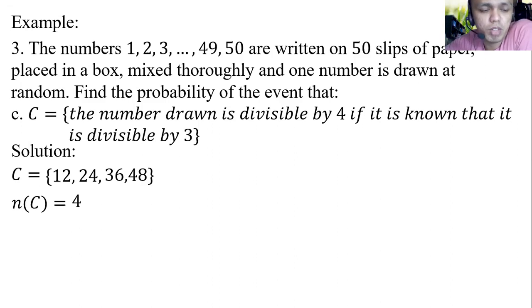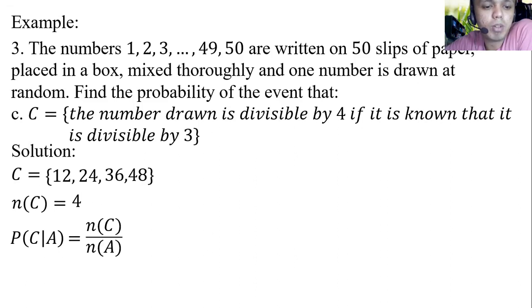All in all, the number of events here is 4, no? So here we have P, the conditional probability of C over A. We have the number of events C over the number of events A.